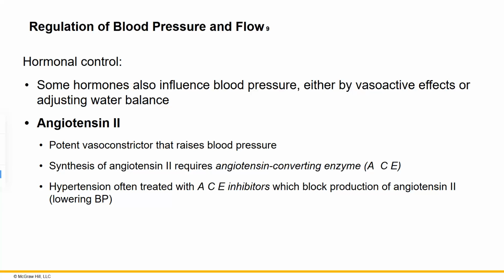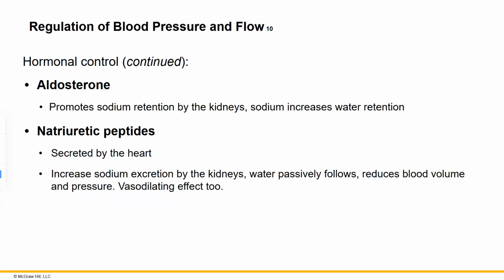Then we have hormonal control. Angiotensin II: we will go back and review these when we talk about the regulation of fluid balance by the kidneys. But angiotensin II is a potent vasoconstrictor that raises blood pressure. The synthesis of angiotensin II requires angiotensin converting enzyme, or ACE. Hypertension is often treated with ACE inhibitors, which block production of angiotensin II, lowering the blood pressure.